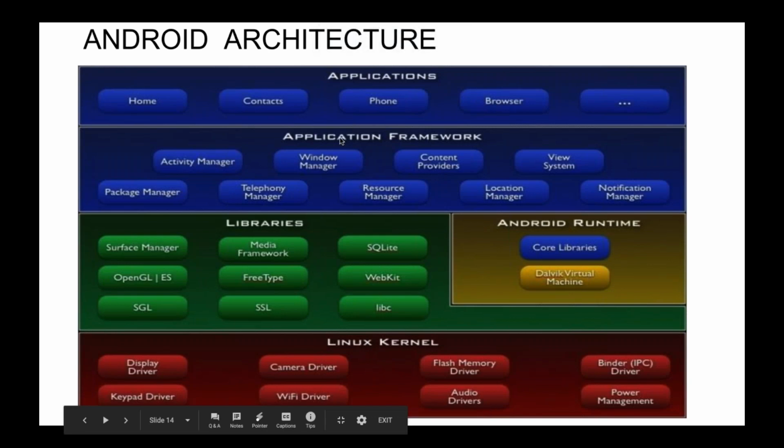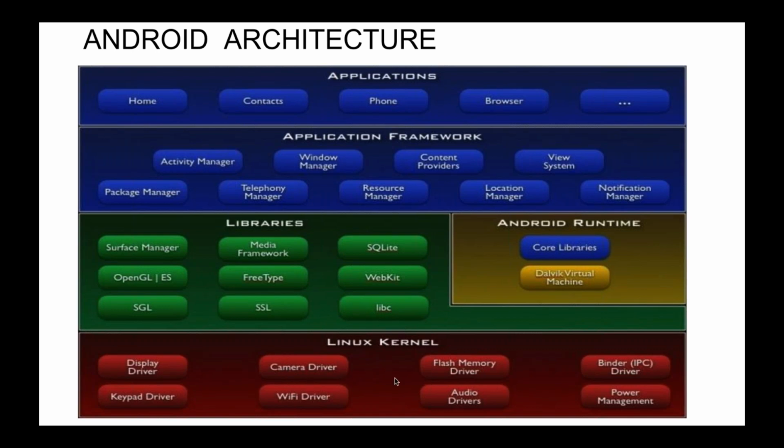So we have 5 different sets of components. We have the application, the application framework, the libraries, the Linux kernel, and the Android runtime. The kernel part contains all the driver software that helps us connect the software with the hardware components. There are different sets of libraries specific to different functionalities, like SQLite for databases, SSL for security, OpenGL, SGL, and media frameworks for the UI/UX part.